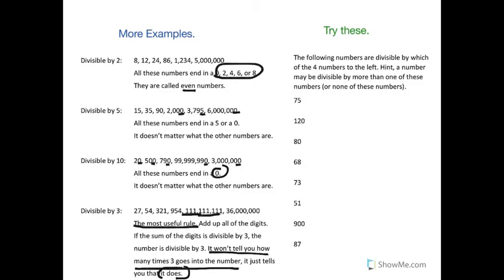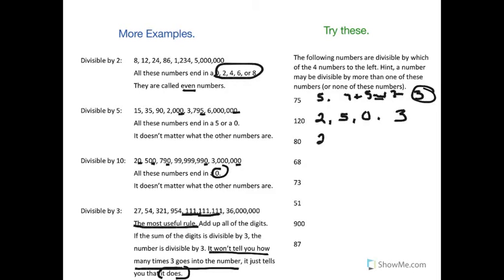All right, 75, it ends in a 5, so we will know right off the bat that it's divisible by 5. If we add up 7 plus 5, we get 12. Aha, so 3 goes into that number. 120, let's see, it's even, so 2. Ends in a 0, so 5. Ends in a 0, so 10. And then if I add 1 plus 2, I get 3. So 3 also goes in.